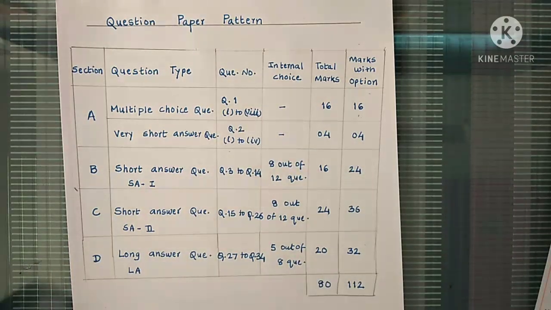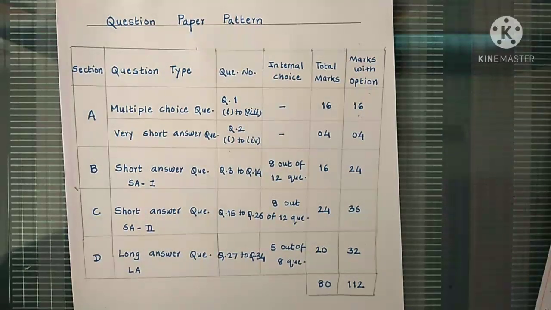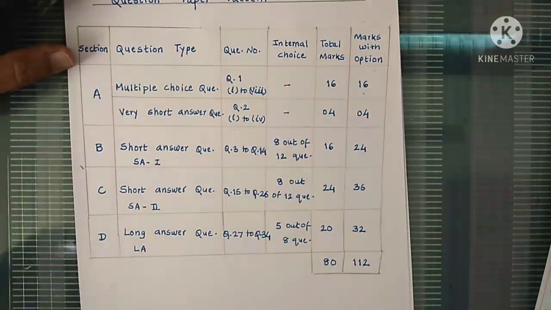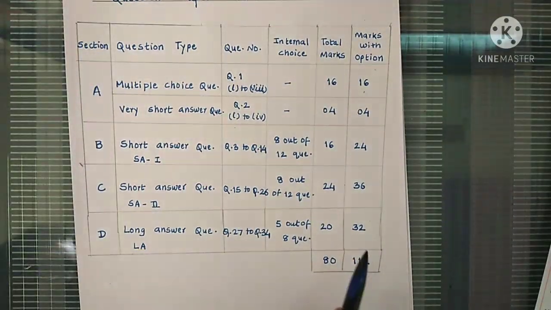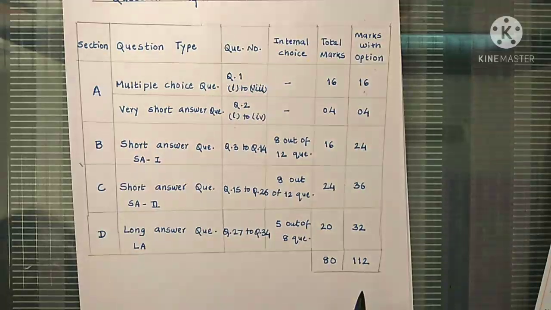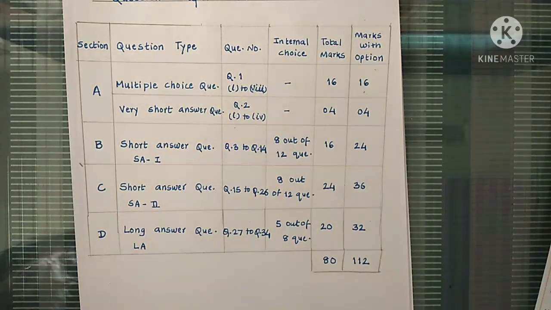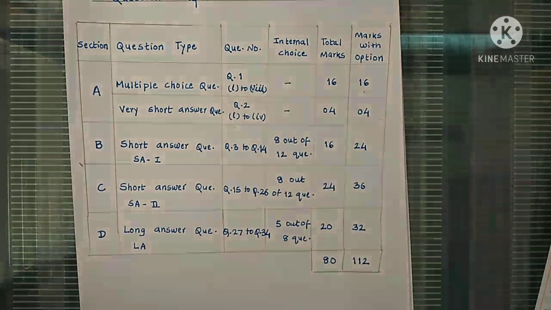Now section C consists of 12 questions. Again we have to answer 8 questions and each question carries 3 marks. So it is 8 into 3, 24, and with option it is 36. So see here we have options in section B and section C both, as we have to answer only 8 out of 12. In section D it is long answer questions.